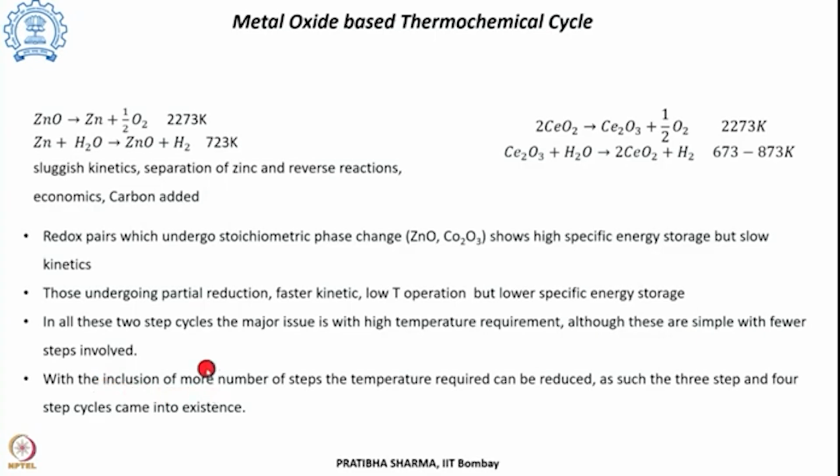With the inclusion of more steps, this disadvantage, the high temperature step, can be addressed. It is observed that if there are more steps, then the temperature requirement of the endothermic reaction, or the maximum temperature of the cycle, can be reduced. Because of that, various other cycles came into existence. The cycles having 3 steps, 4 steps, 5 steps or more came into existence to address this disadvantage of the 2-step process.